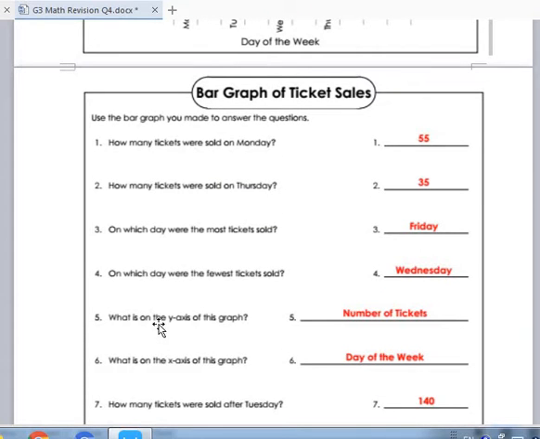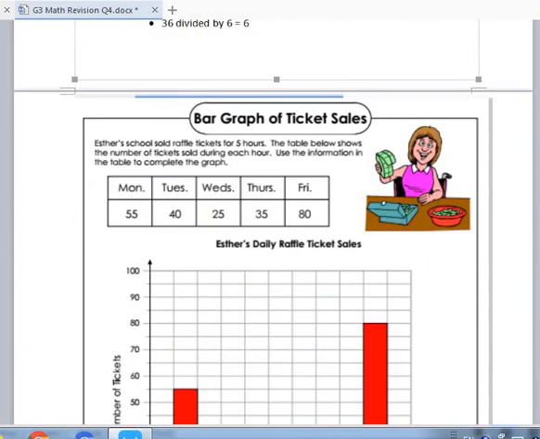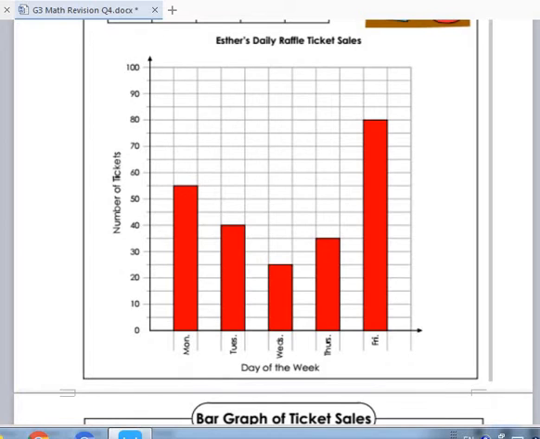What is on the y-axis of the graph? As I told you, we have the x-axis and the y-axis. Here is the x-axis, and here the y-axis. On the y-axis I can see the number of tickets, and on the x-axis, the days of the week.